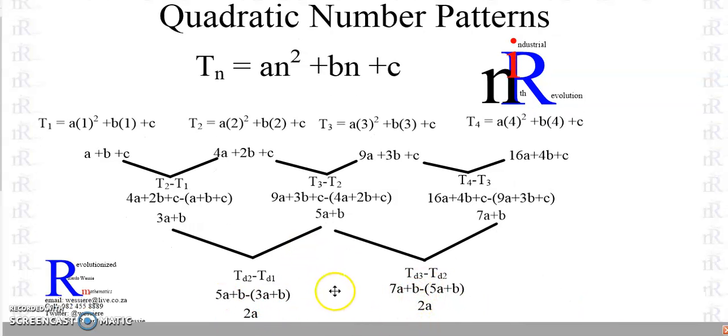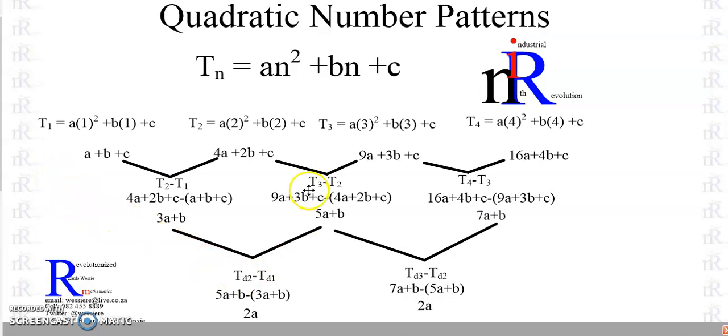So if I was given the first term, I will say that the constant second difference must be equal to 2a. The difference between the first term and the second term must be 3a plus b, and the first term will be a plus b plus c.